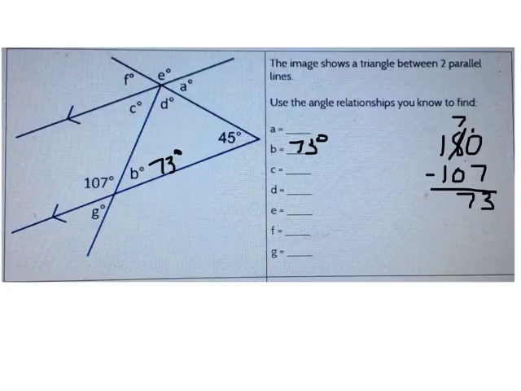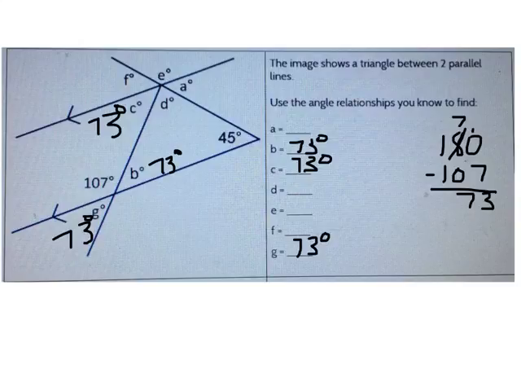Now that I have angle B, I can fill in several other angles. I know that angle G is vertical to angle B. So what's the value of angle G? Well, vertical angles are congruent, or they have the same measure. So angle G is also 73 degrees. I can also use my parallel line relationships to help me. I know that B and C are alternate interior angles. Alternate interior angles have equal measures. So angle C is also 73 degrees.